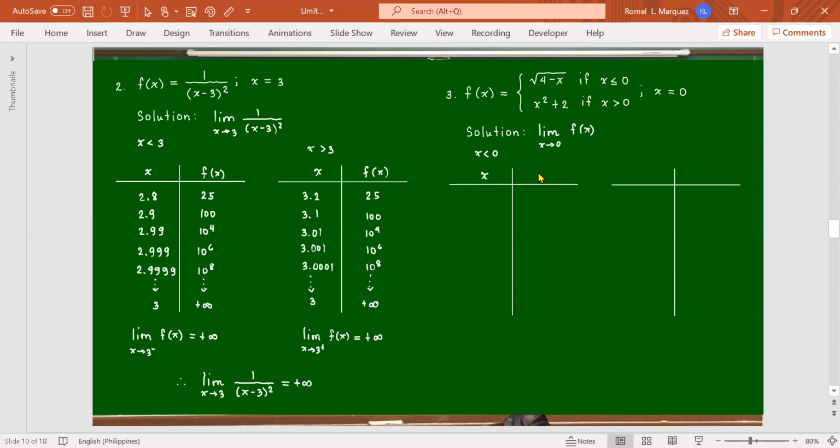Okay, guys? So let's begin with x less than 0. So for x and the corresponding values of f of x, let's assign values. Let's say -1, then -0.1, -0.01, -0.001.